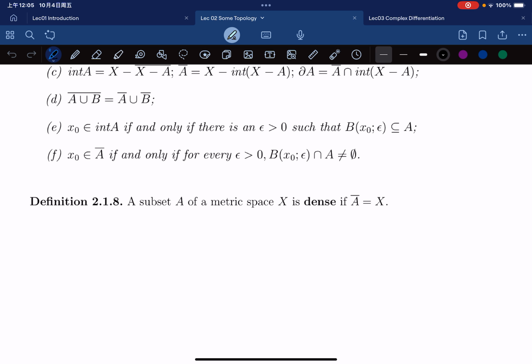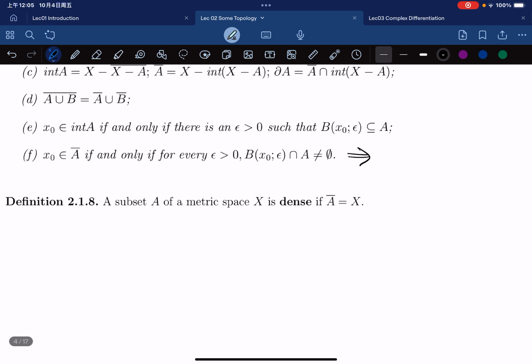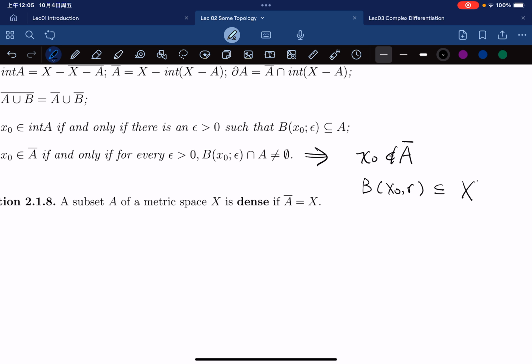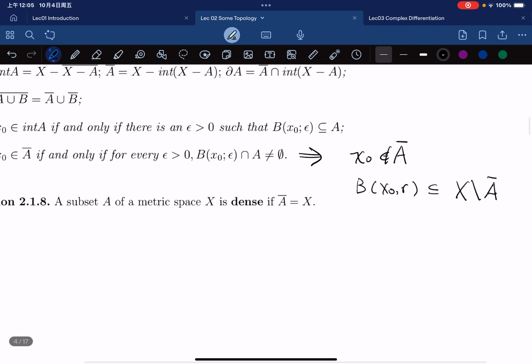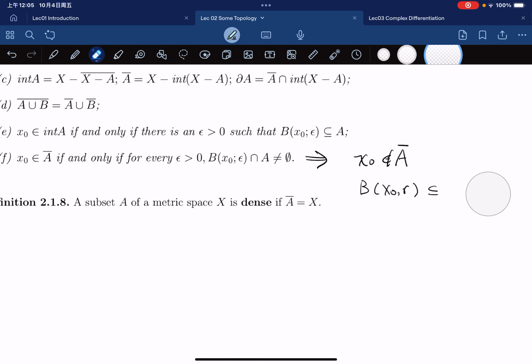To prove this, you say if x naught is not in A bar, then we have a neighborhood of x naught that is contained entirely in the complement of A, something like this, right? And you can move on to that.